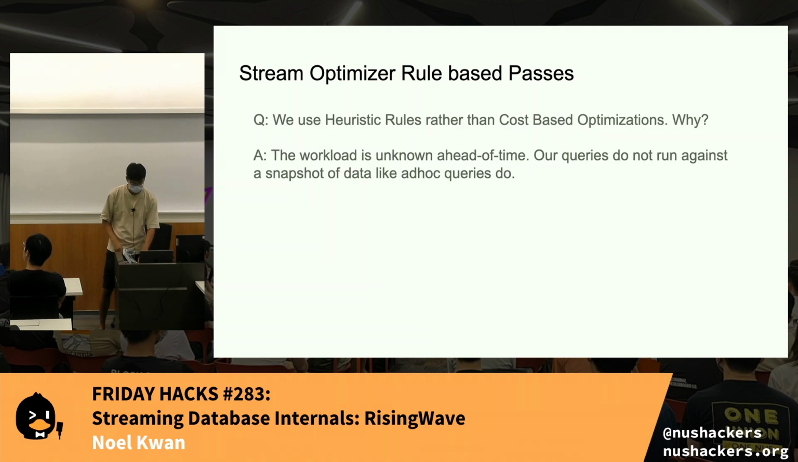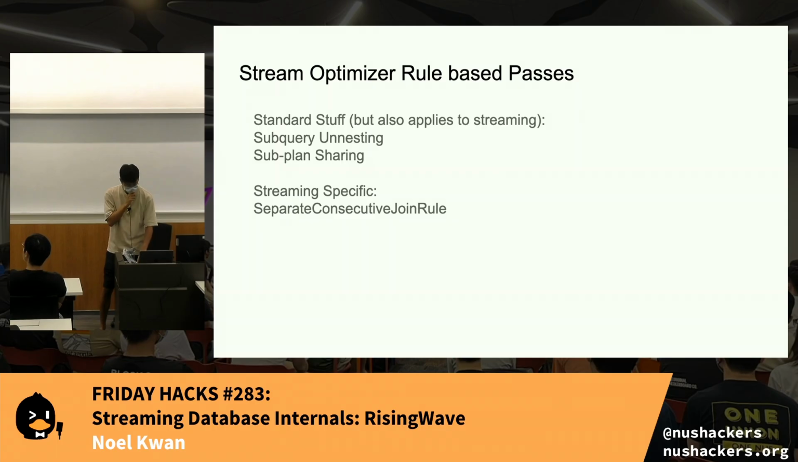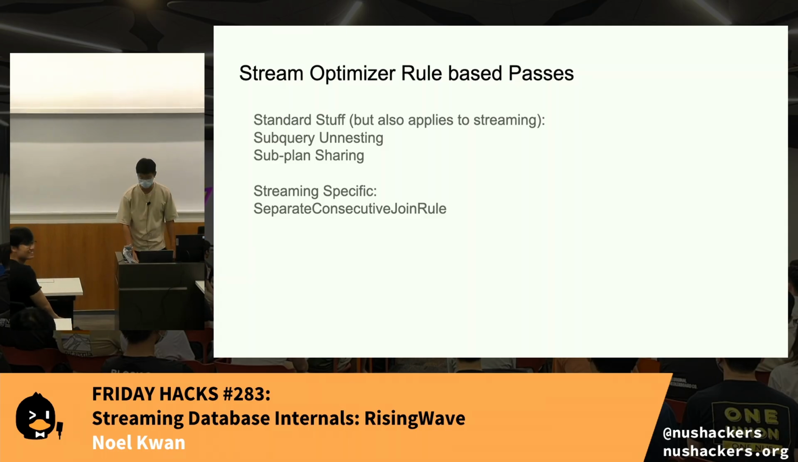So for this, we use heuristics. And we basically have standard stuff, like sub-query unnesting and sub-plan sharing, and we also have streaming-specific things, like a rule called separate consecutive join rule. So yeah, we were at the optimizer's rule-based passes. So let's go over sub-query unnesting first.